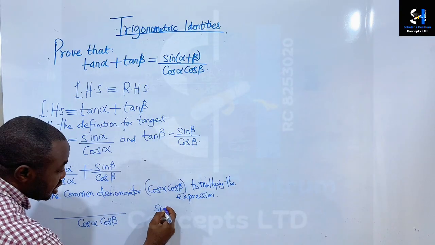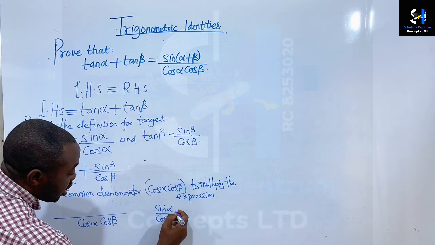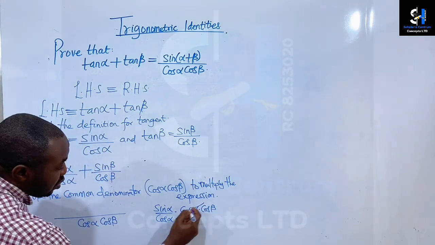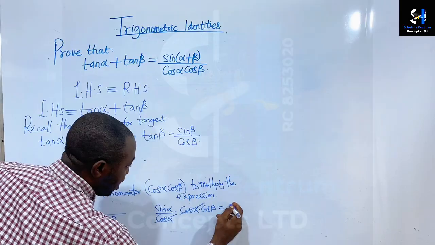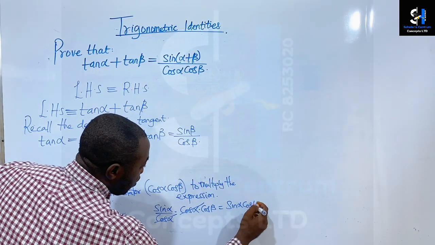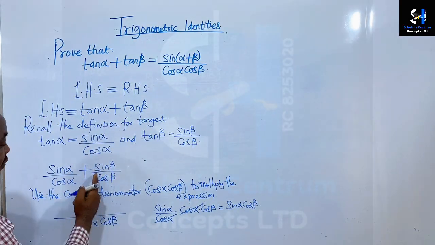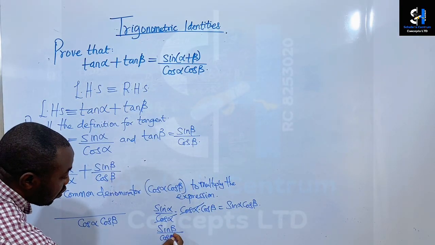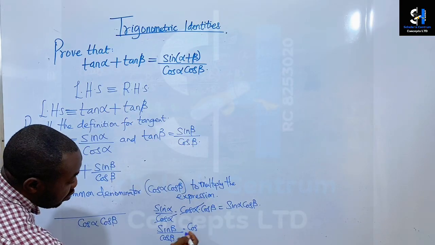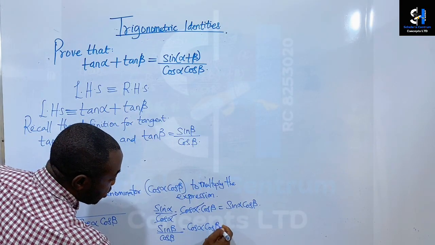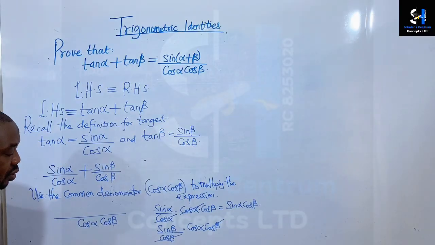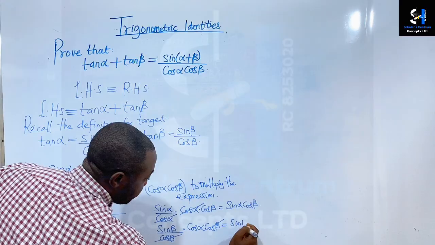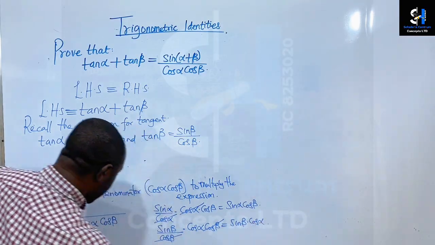If I use cos alpha cos beta to multiply sine alpha over cos alpha, the cos alpha will cancel out, and we'll be left with sine alpha cos beta. Now if I use the same common denominator to multiply sine beta over cos beta, the cos beta will cancel out, and we'll be left with cos alpha sine beta. So this becomes sine beta cos alpha.